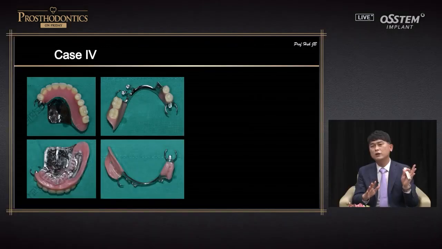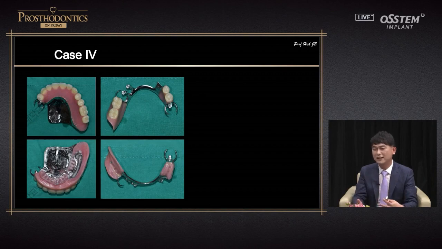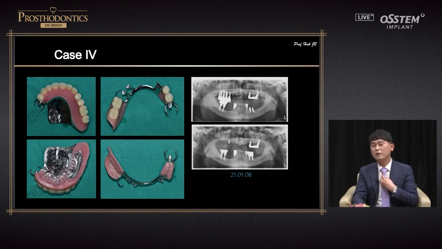At number 17, it should be wrapped around. The clasp should be there, but it's not. So when the patient opens the mouth, it fell off. And the patient complained, and I was involved as a department head. So as I touched it, quadrant 1 all fell off.